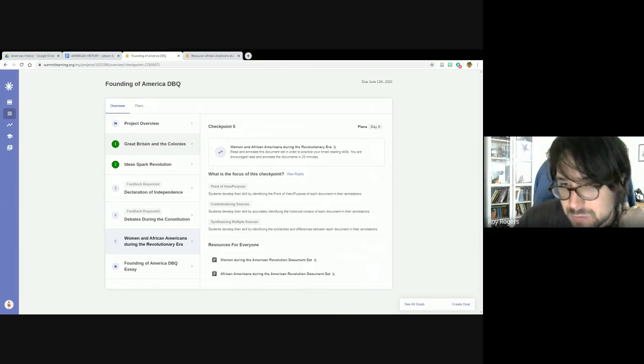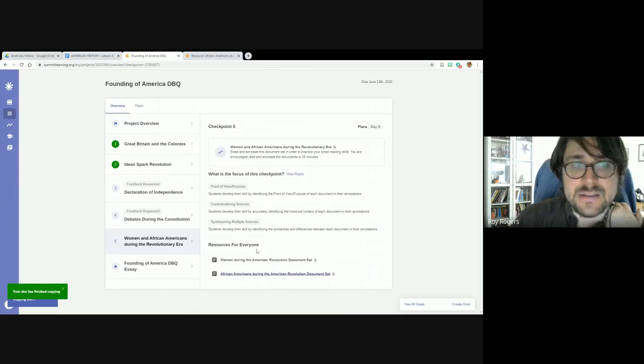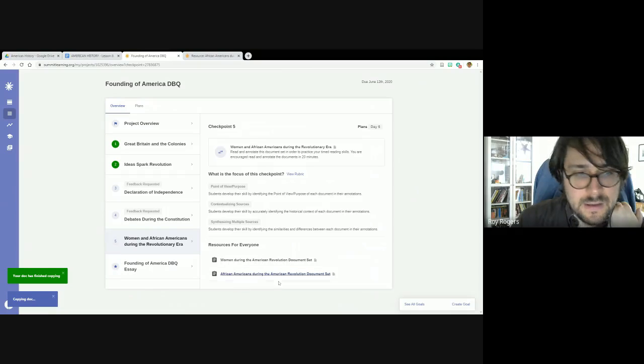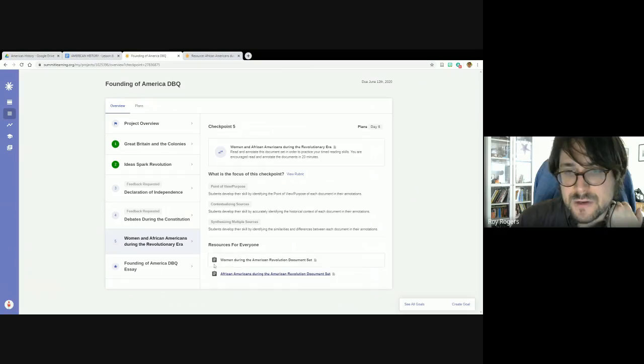And what we want to do is click on African Americans during the American Revolution document set. That is where you want to be, all right? You want to be under where it says African Americans during the American Revolution document set, okay?